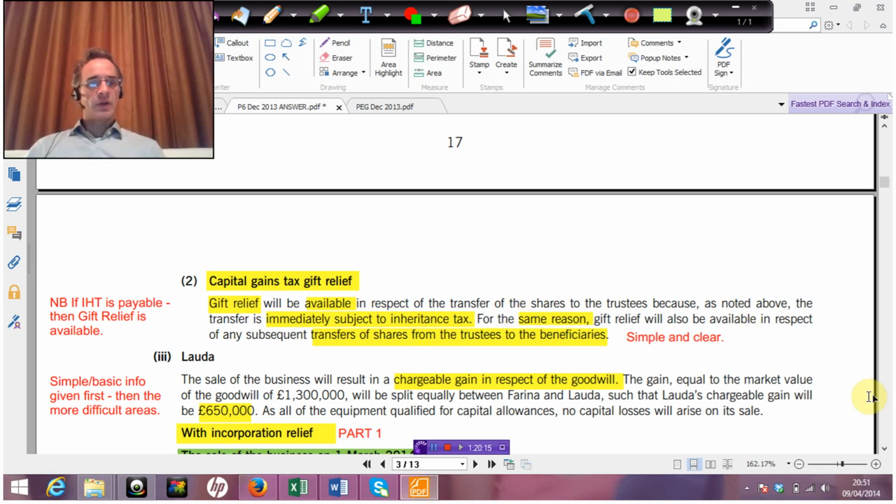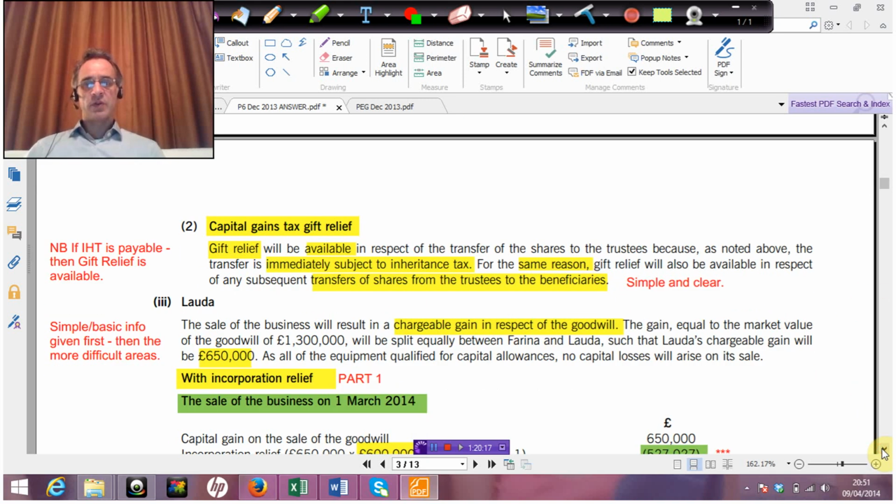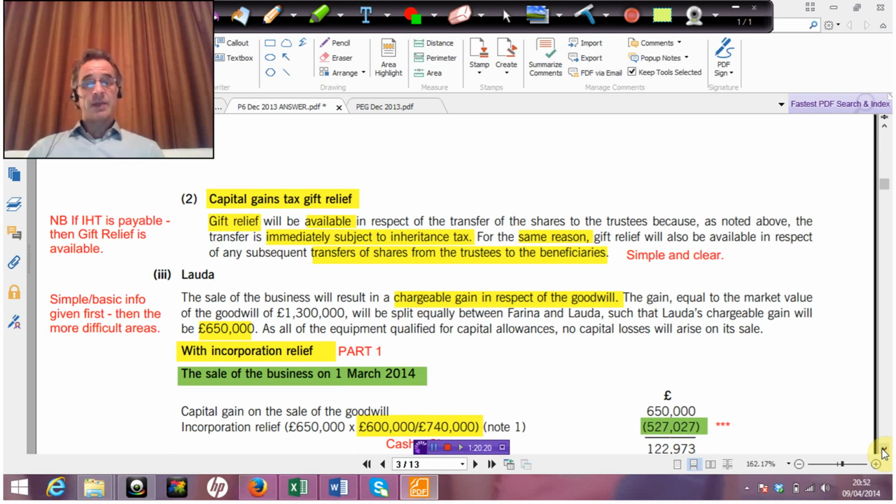So we sort of dealt with the first part on Farina. Now, Orla, this is the more tricky bit, okay? But the answer does the same thing again. What it says is the basic elements first. In other words, we've got the sale of a business, and in effect, the business just has one asset, and it's goodwill. And because they have a 50-50 split, that means that the gain for each of the partners is going to be 1.3 million minus cost of 0, split into 2. So very simply they say, well, her gain is potentially going to be 650,000.